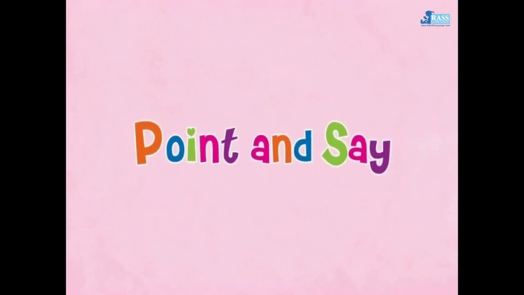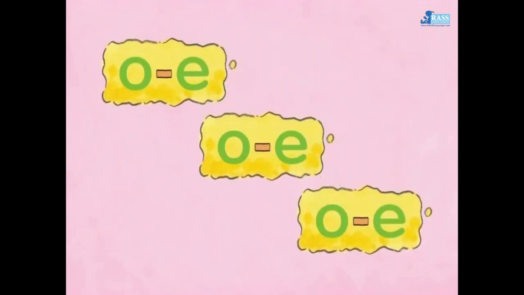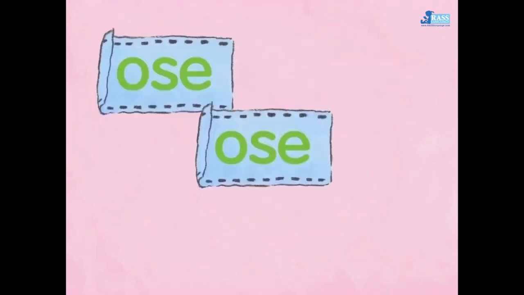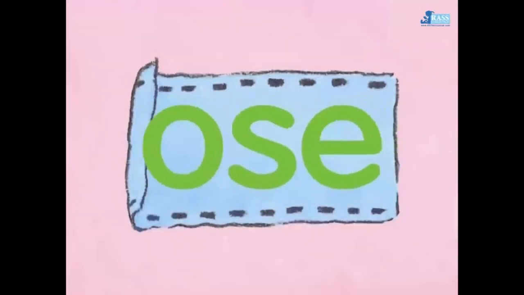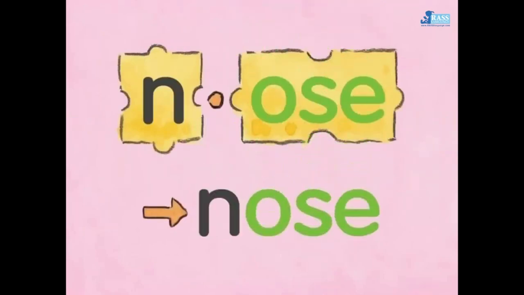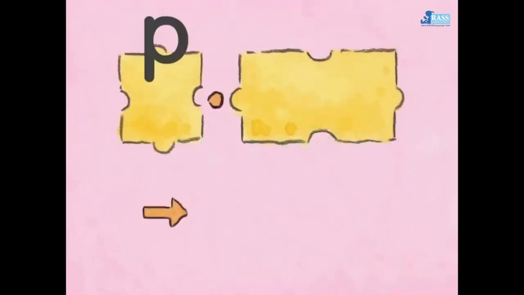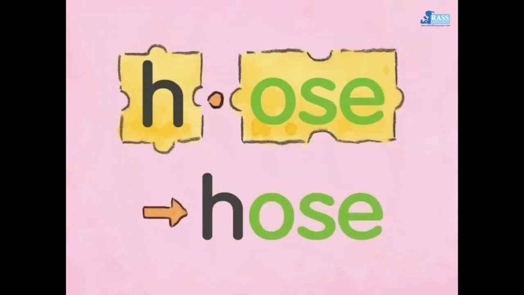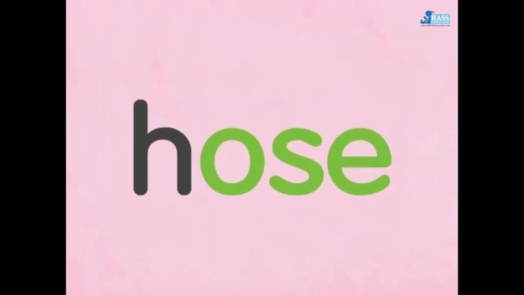The word family of O's. Point and say. O, O, O. O's, O's. R, O's, rose. N, O's, nose. P, O's, pose. H, O's, hose.